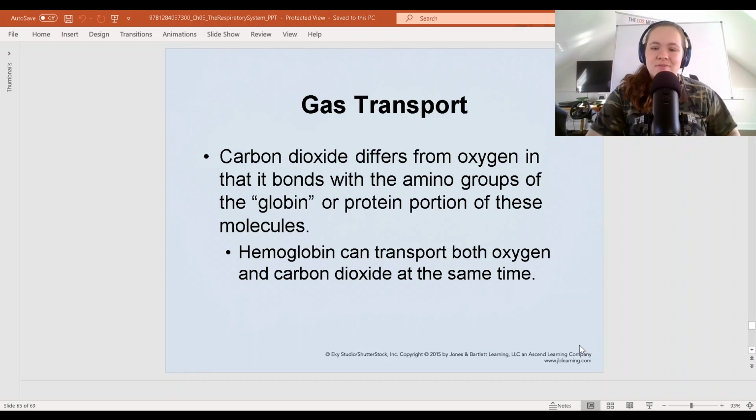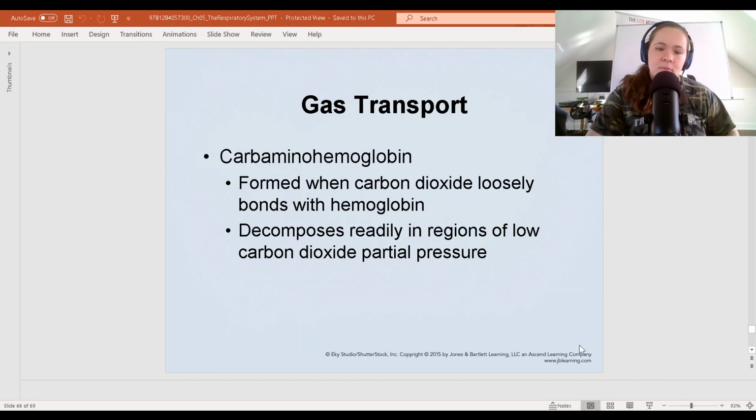Carbon dioxide differs from oxygen in that it bonds with the amino groups of the globin or protein portion of these molecules. Hemoglobin can transport both oxygen and carbon dioxide at the same time. Carbaminohemoglobin is formed when carbon dioxide loosely bonds with hemoglobin. This decomposes readily in regions of low carbon dioxide partial pressure.